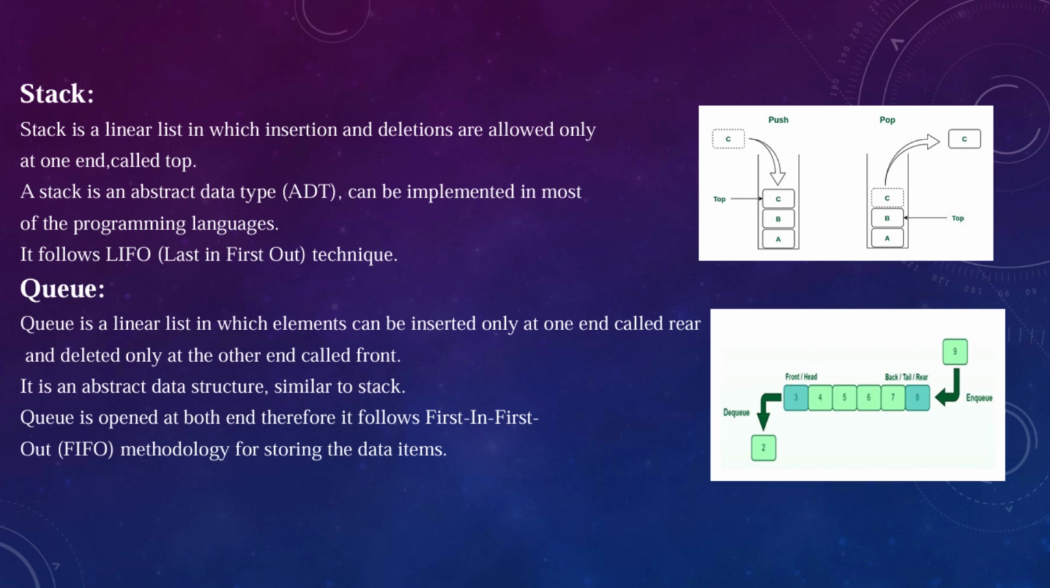And the third one is queue. Queue is a linear data structure in which data can only be inserted at one end called the rear and deleted from the other end called the front. It follows the FIFO technique, that is first in first out. It is an abstract data structure similar to stack.